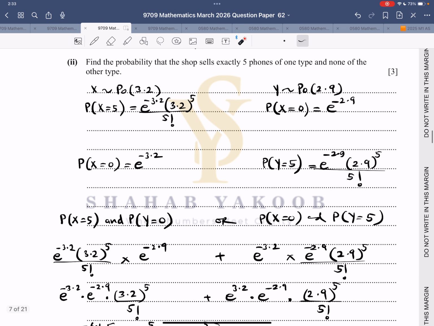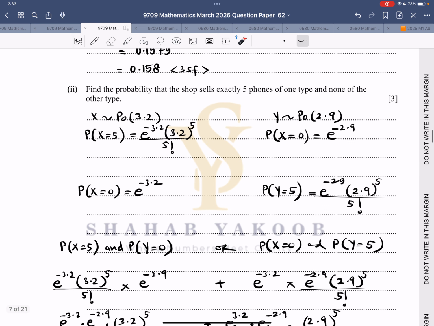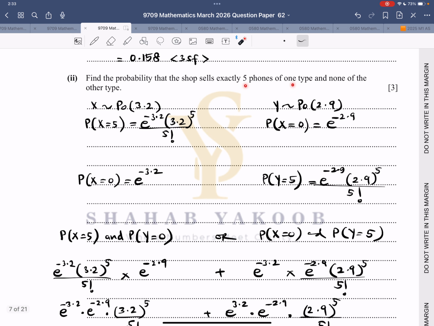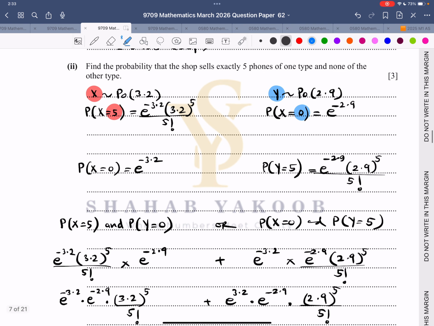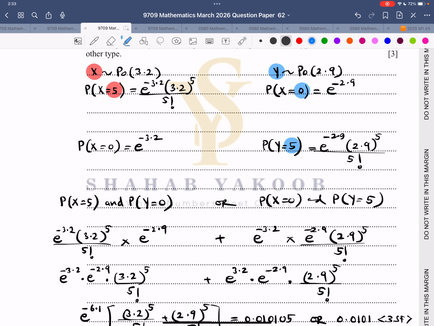Now this one was a nice question. Find the probability that the shop sells exactly 5 phones of one type and none of the other. That means it could be 5 of X and 0 of Y, or it could be 5 of Y and 0 of X. So now both these options are there.